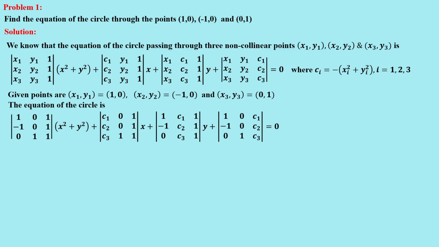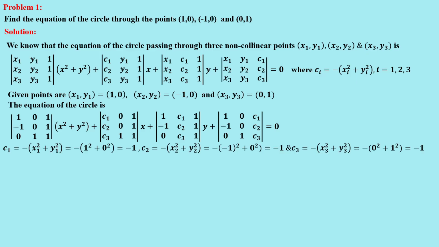So the equation is, substituting the values, first determinant with columns (1, -1, 0), (0, 0, 1), (1, 1, 1) times x² + y², plus the second determinant with columns (1, -1, 0), (c1, c2, c3), (1, 1, 1) times y, plus the last determinant with columns (1, -1, 0), (0, 0, 1), (c1, c2, c3), equal to 0.